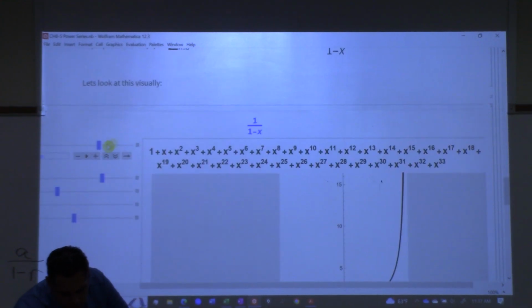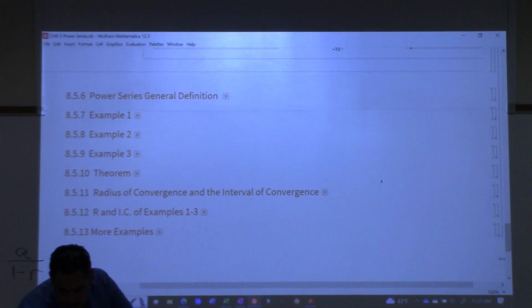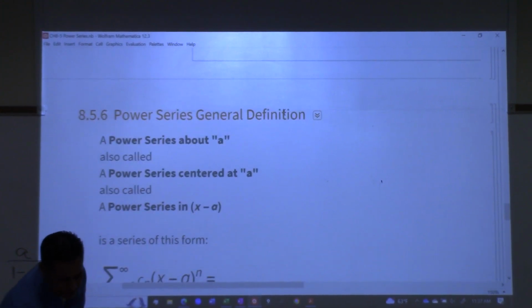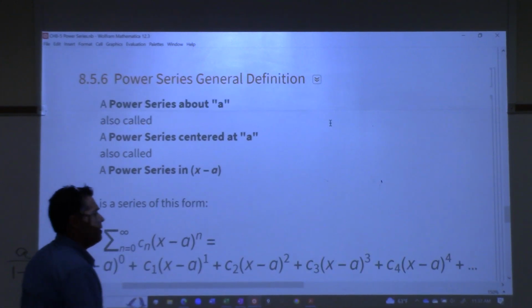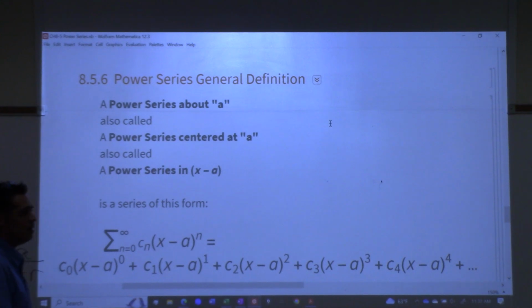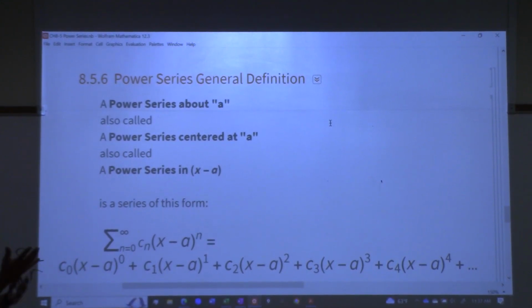Let me back this up so it doesn't slow my computer down. All right. Now we need a more general definition. I mean, it's kind of good news and bad news. So, yes, natural log has one as well. I won't derive it right now because of time, but we can do it later.